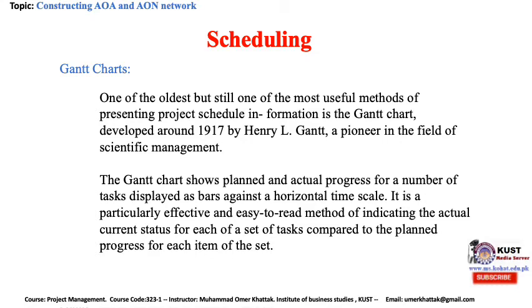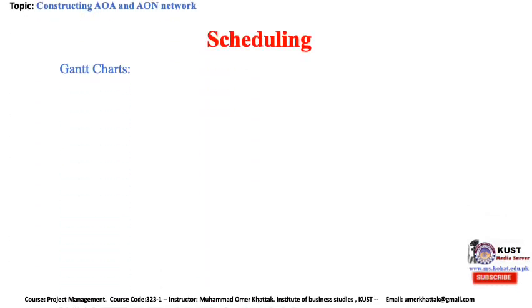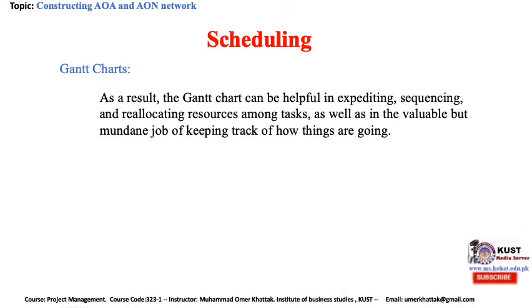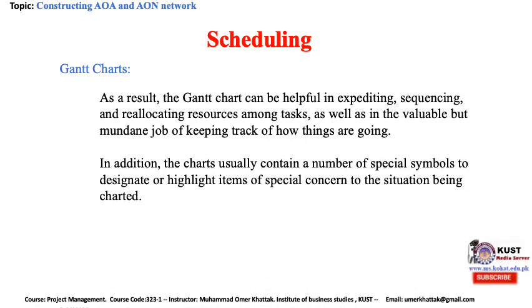It is particularly effective and easy to read method of indicating the actual current status for each of a set of tasks compared to the planned progress for each item of the set. As a result, the Gantt chart can be helpful in expediting, sequencing, and reallocating resources among tasks, as well as in the valuable but mundane job of keeping track of how things are going. In addition, the charts usually contain a number of special symbols to designate or highlight items of special concern to the situation being charted.